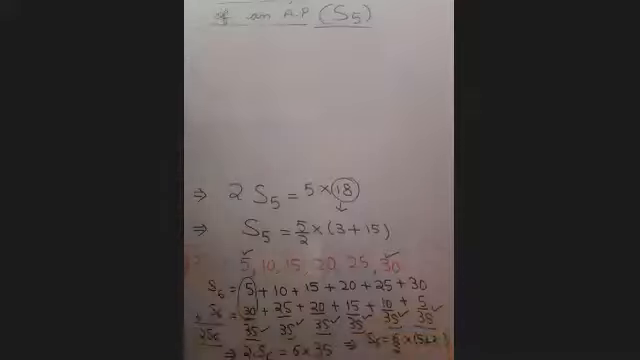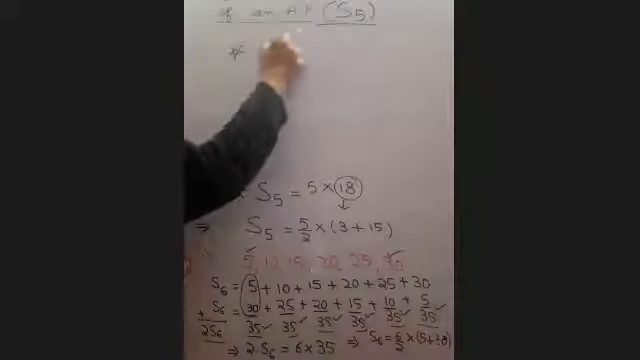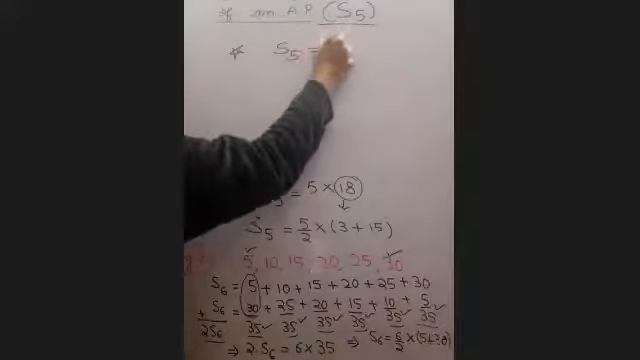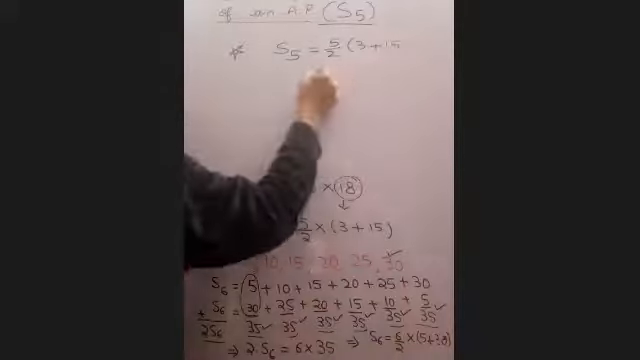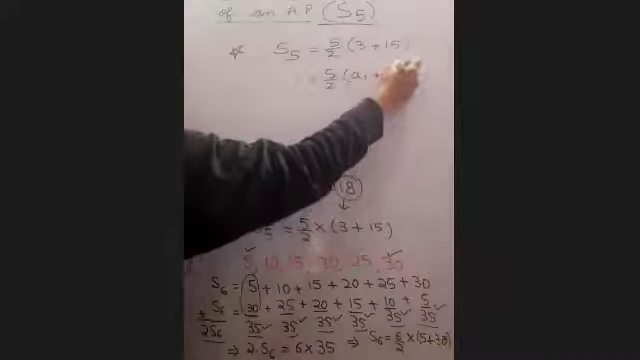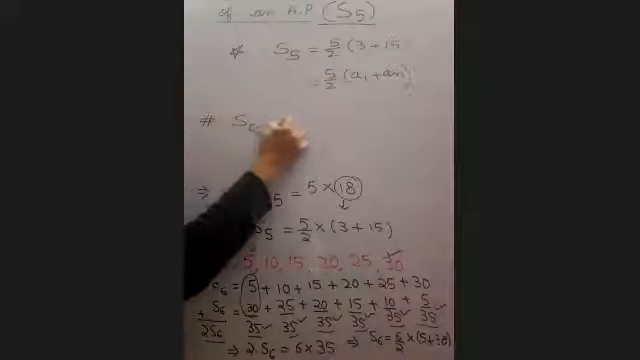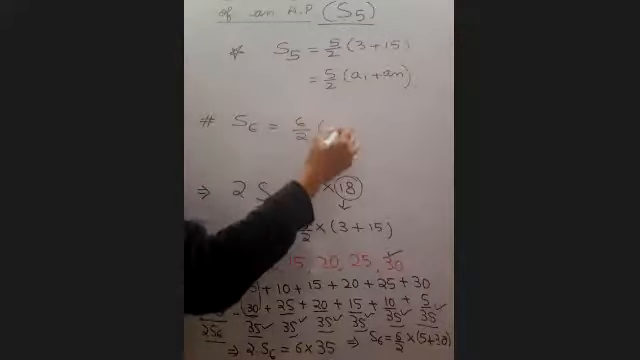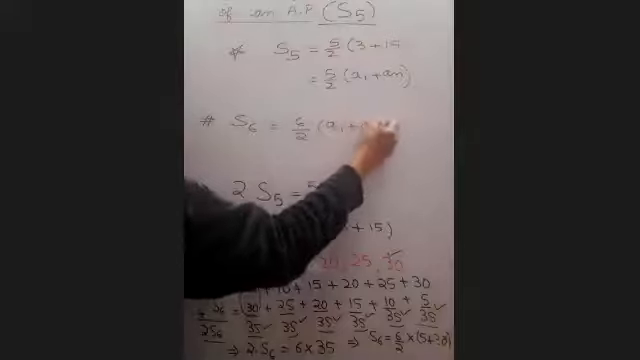Now just see to it. In both the APs, we are getting a pattern. We are getting S5 is equal to 5 upon 2, 3 plus 15, which is nothing but A1 plus AN. And also, in this AP, S6 is 6 upon 2, 5 plus 30, which is again A1 plus AN, beta.